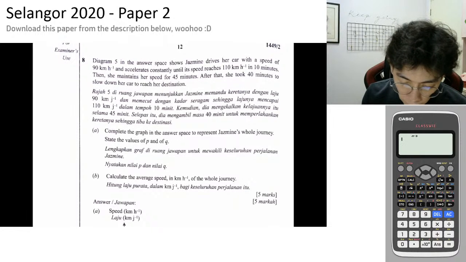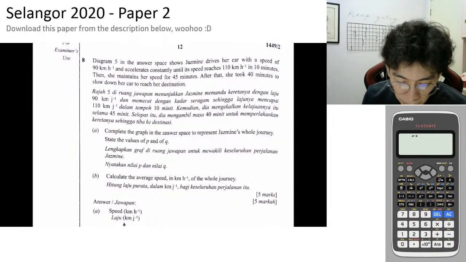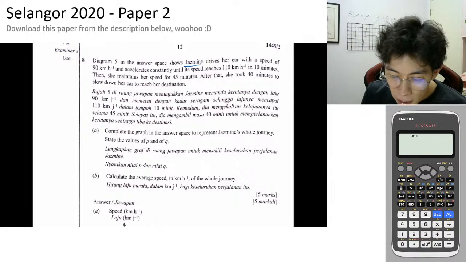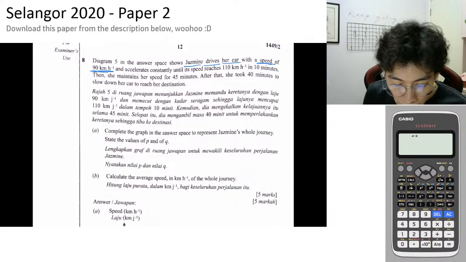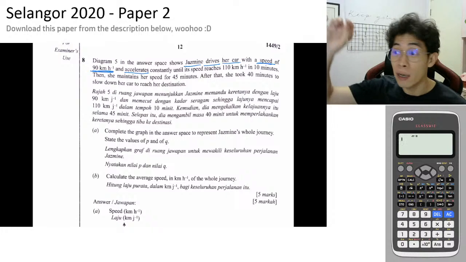Okay, everyone, see this diagram. Find the answer space. It shows Jasmine drives her car with a speed of 90 km/h and accelerates. Accelerate means go up already.